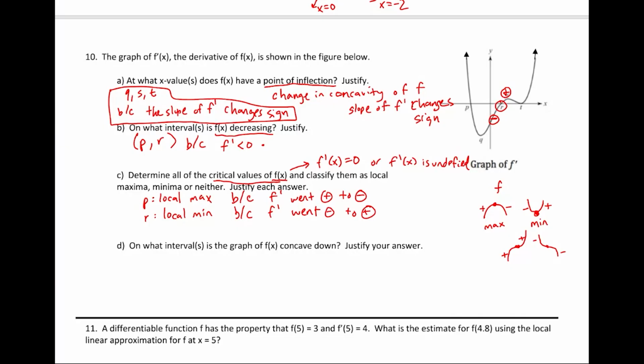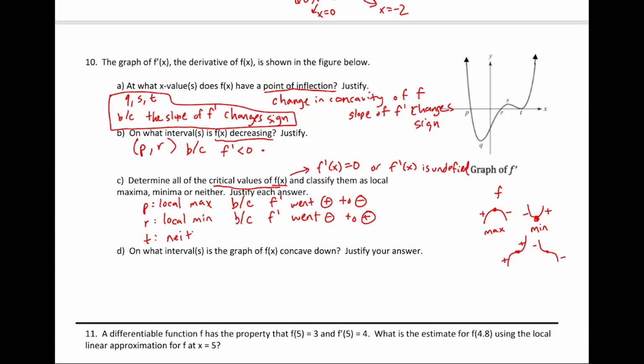Finally, at point T, we would have a critical value there, but notice how the value of the function is positive on the left side, positive on the right side. The sign is not going to change from the left and the right side. So here we have neither a max or a min, because f prime didn't change sign.